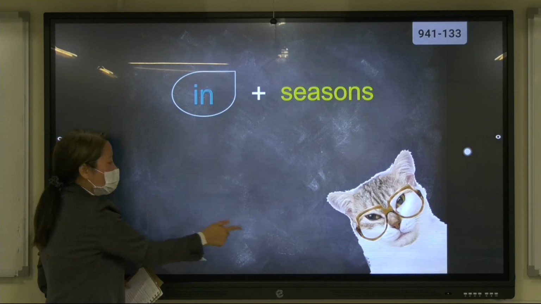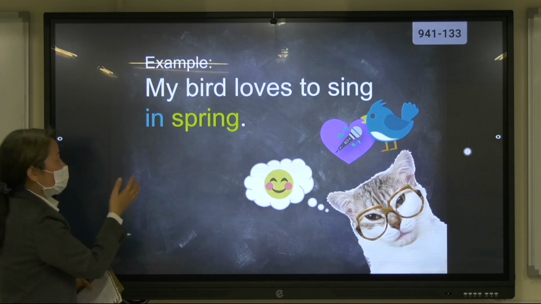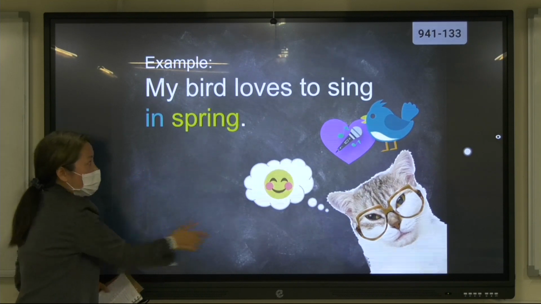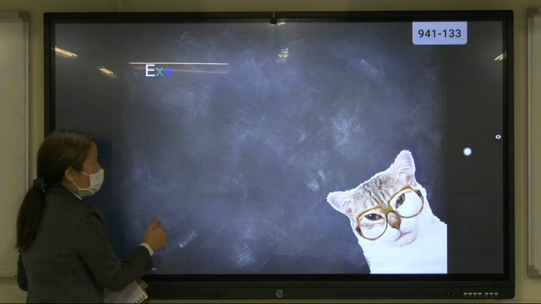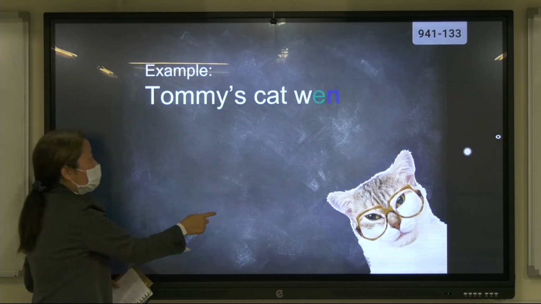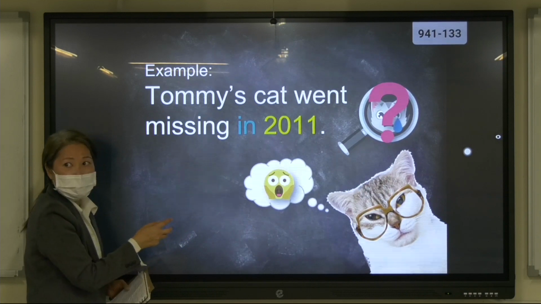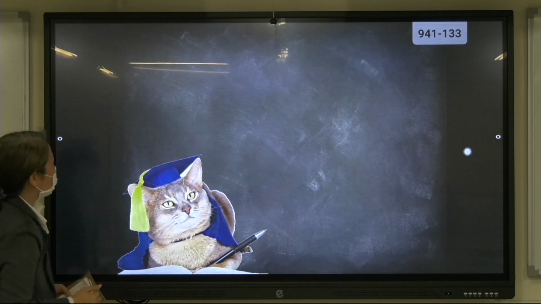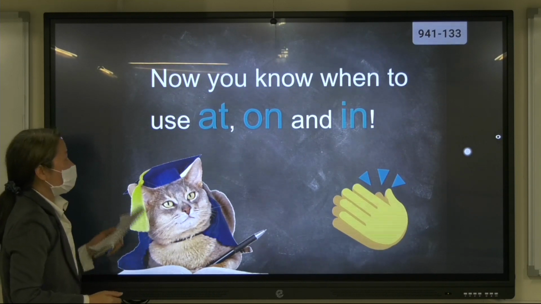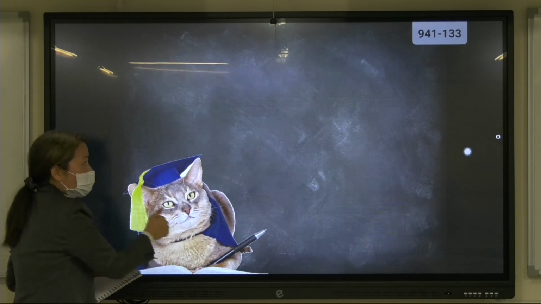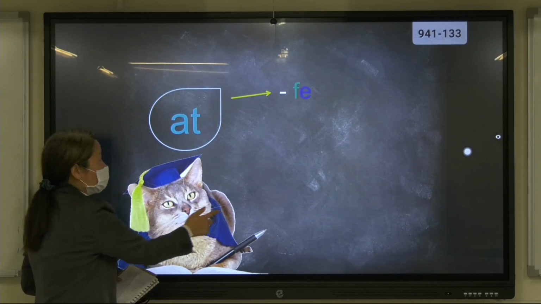Also, we can use it to talk about seasons. Seasons, okay, spring, summer, autumn, winter, in. Also, we use it to talk about years. For example, Tommy's cat went missing in 2011. And now you know what to use at, on, in. Congratulations. It is not so difficult, but they are very important.